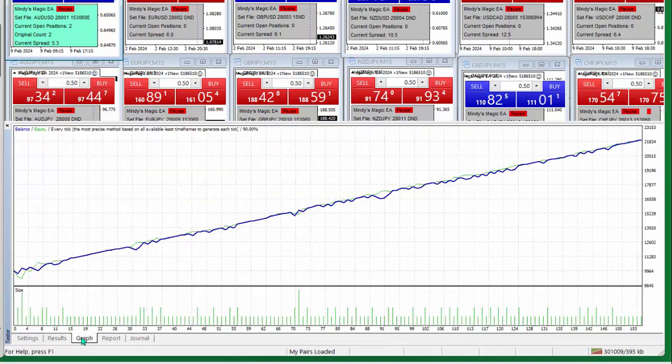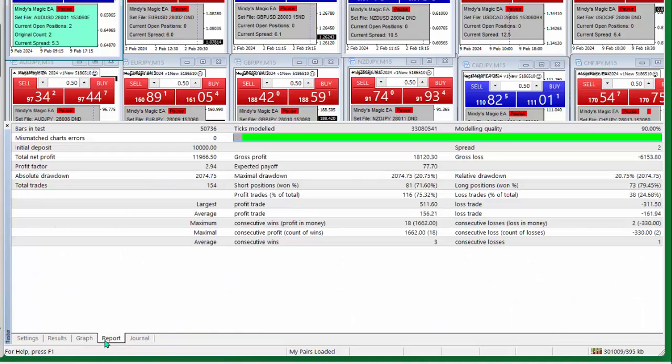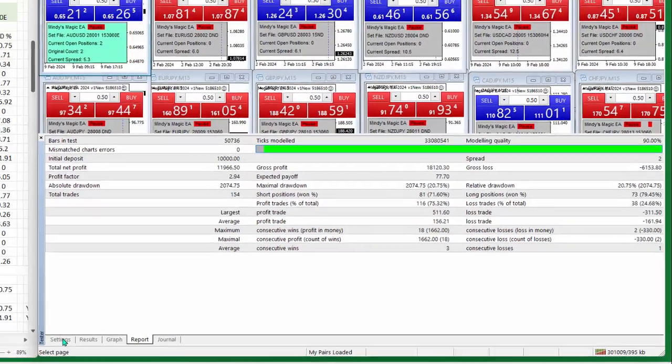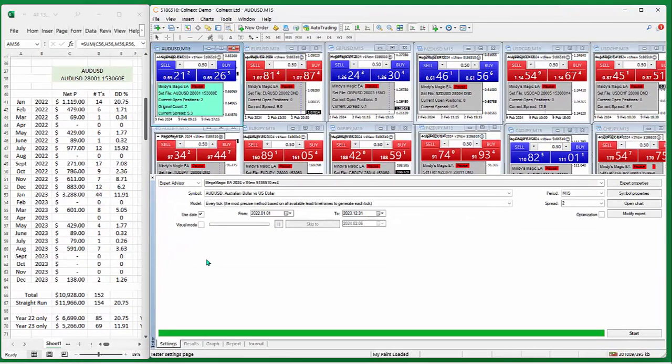But here's what the graph looks like. This is just for one pair, okay, and over a 2-year time frame. And then here's the report, which shows you that it was, for this pair over 2 years, $11,966 of profit.